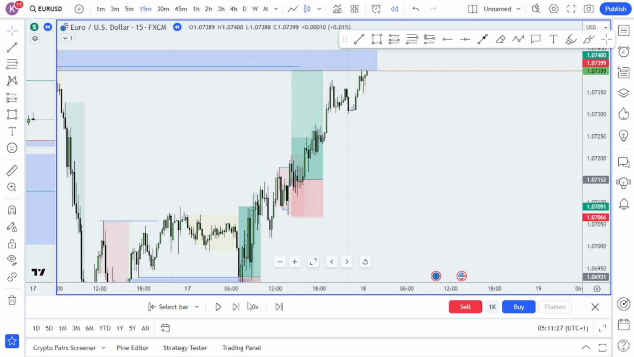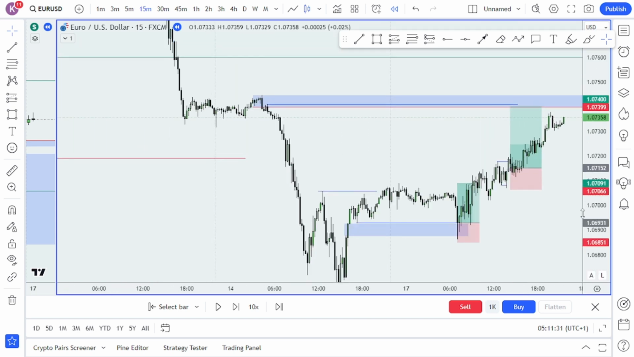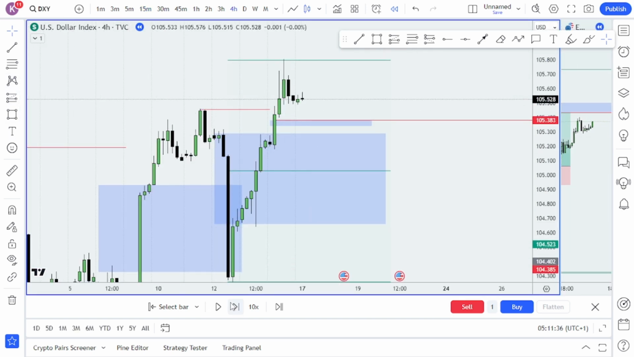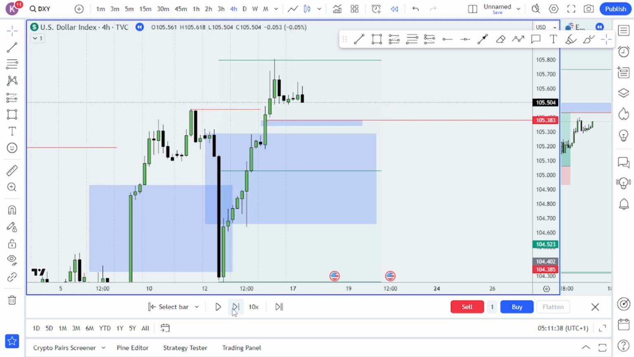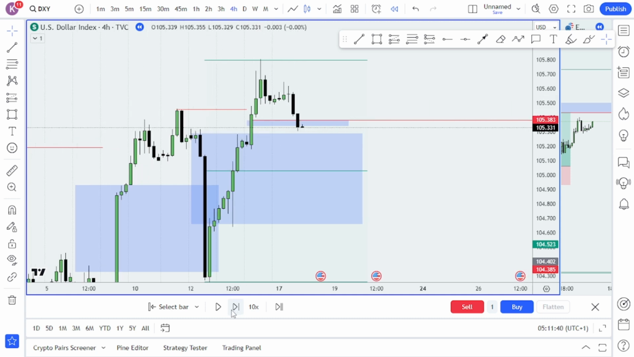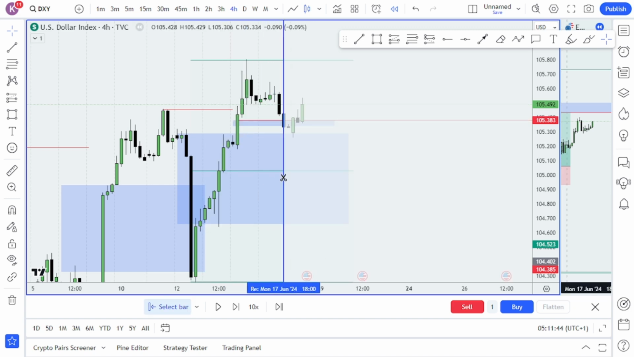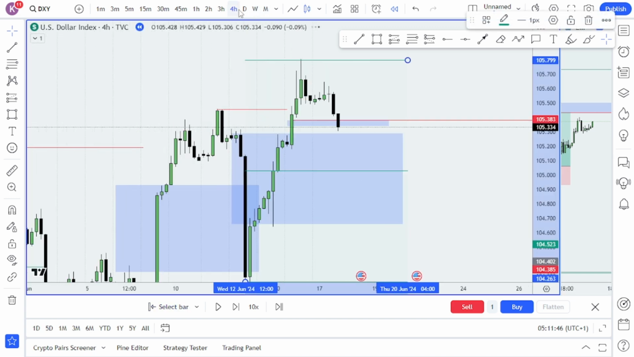Okay, so let's go over to the next example by analyzing what the market will do again on DXY. So let's see. As you can see, DXY got its draw on liquidity too. You see that happened, and that's it. So we'll move to the next day.